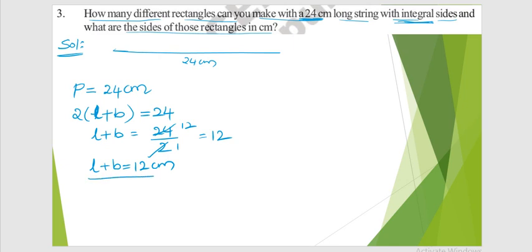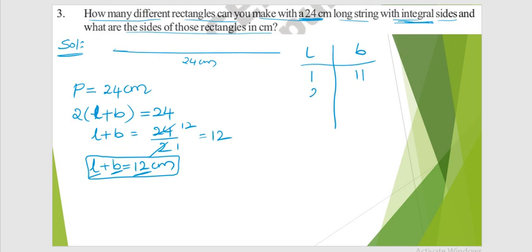So this length plus breadth is 12 centimeters. Now we need to consider the values of length and breadth so that their sum is 12 centimeters. Now let us consider the values here. See, length cannot be 0, right? If I take length equal to 0, it is not possible, so length can never become 0. Now let us start writing the values. Suppose length is equal to 1, then what will be the breadth value? The breadth can be taken as 11 centimeters. So 11 plus 1 is nothing but 12.